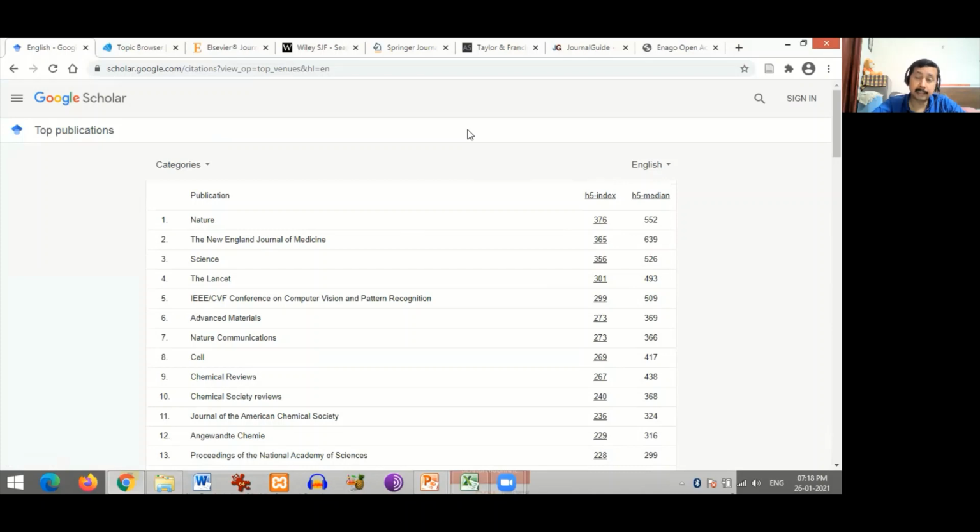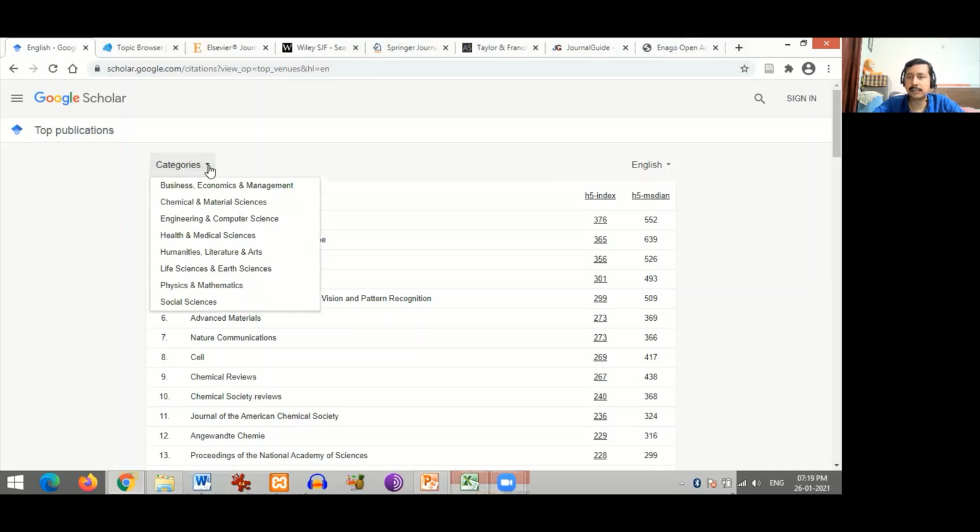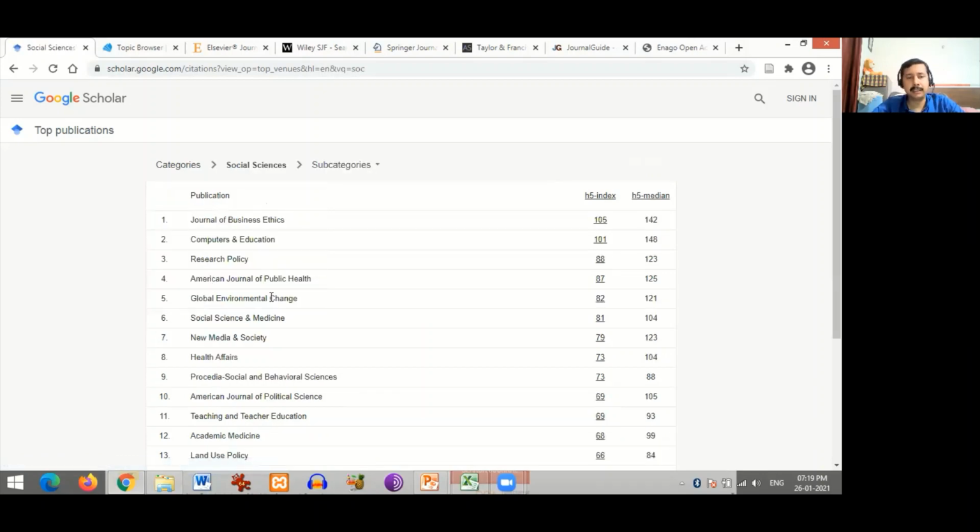If you want to get the most impactful journals in your respective subject, this is an all category, all inclusive list. But I want to get a list in my respective subject. In that case, I'll click on this arrow next to categories and I'll choose the broader subject, for instance, social sciences. And you will find top 20 journals in the whole of social sciences, in all branches of social sciences.